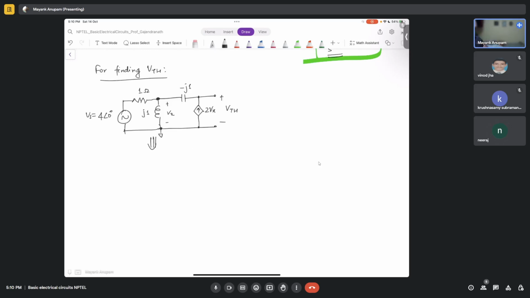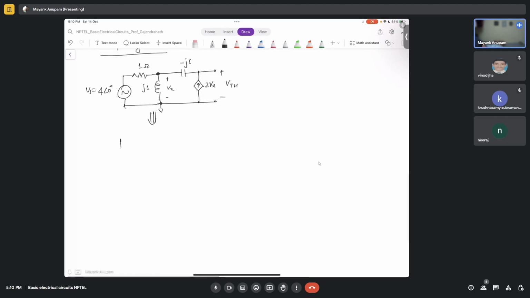So this can be equivalently written like this, right? If this voltage source is replaced by a current source, the current source value will be 4 angle 0 degree, and this resistor will again be 1 ohm. Then this will be a parallel combination with this one also. And this will be j times 1 ohms, plus minus Vx. This is the current minus j1, and this is the situation here, 2Vx.